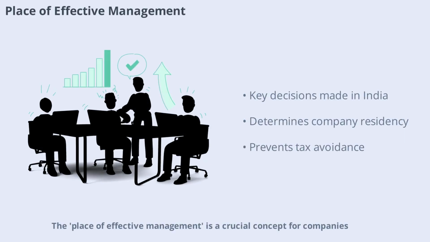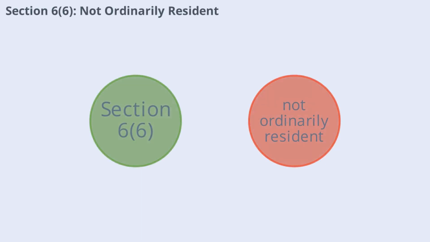Place of effective management is a crucial concept for companies. It means the location where key management and commercial decisions necessary for the conduct of business as a whole are made. If these decisions are made in India, the company is considered a resident, even if it is incorporated elsewhere. This prevents companies from avoiding Indian taxes by shifting their registration abroad. Section 6(6) introduces the concept of not ordinarily resident, or NOR.